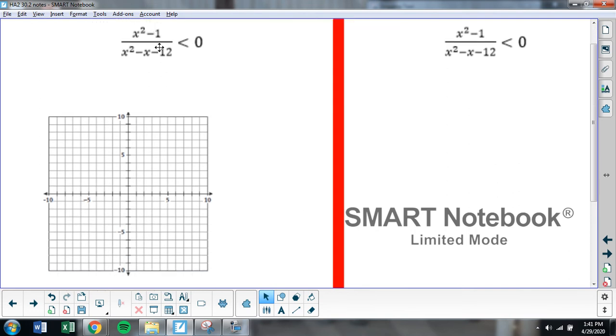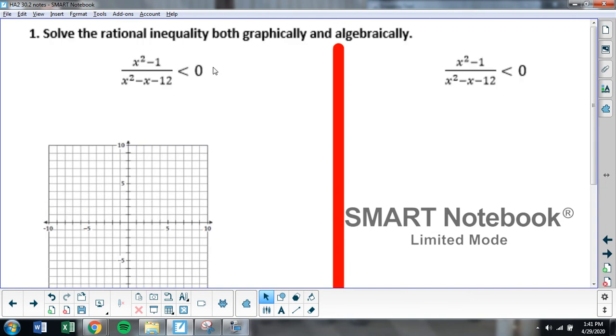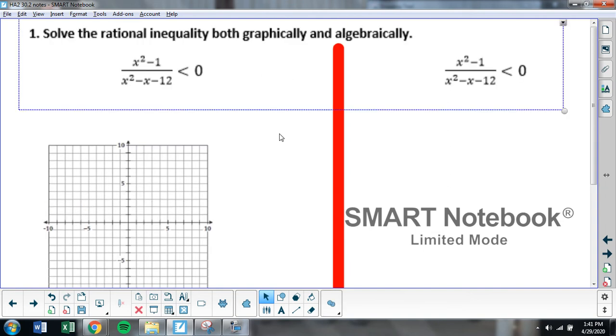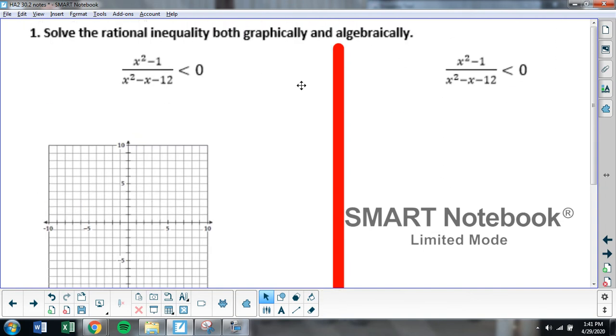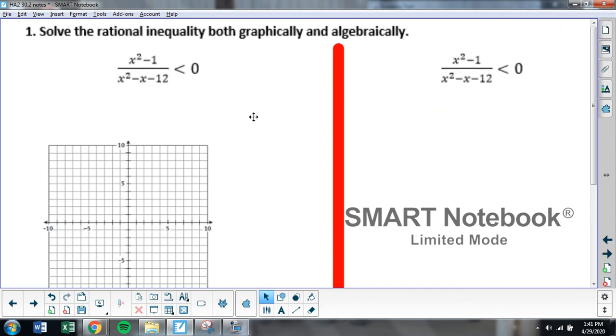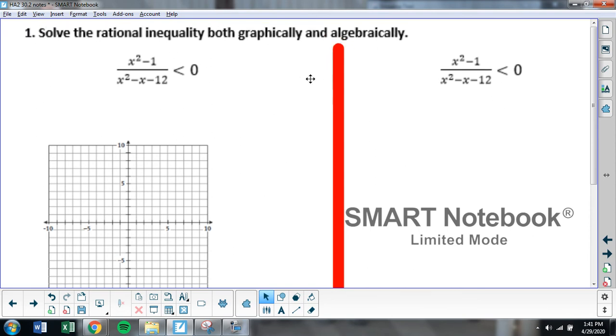We've just had a ton of practice, several days of graphing these. So what we're going to do is find those 5 things: vertical asymptote, horizontal asymptote, and all of those. Okay, so start by factoring the top and factoring the bottom.